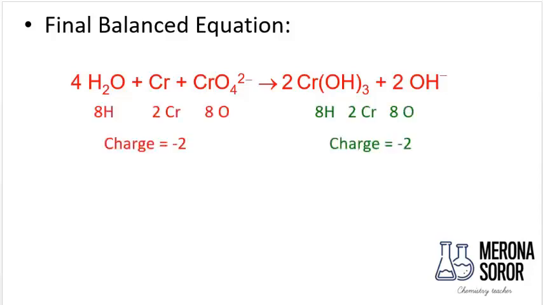We have in the reactants 8 hydrogen atoms and in the product the same number. Chromium in the reactants 2 atoms, in the product 2 atoms. Oxygen in the reactants 8 atoms and in the product 8 atoms. So we achieve the conservation law of mass because the number and type of atoms in the reactants is equal to the number and type of atoms in the product.